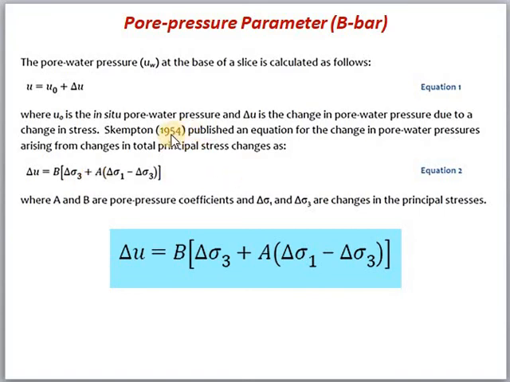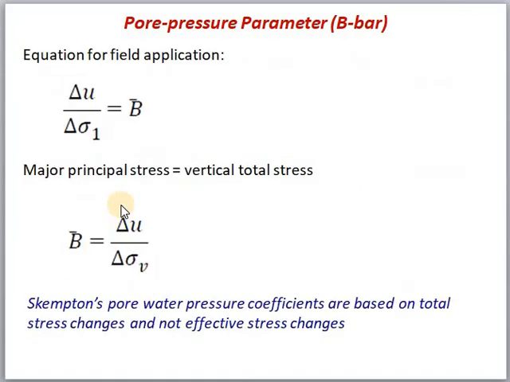So he found this way back in 1954. And you have this delta U as B into delta sigma 3 plus A into delta sigma 1 minus delta sigma 3, which is obtained from the triaxial test. So for field application, this delta U by delta sigma 1, you can take it as B bar. And this major principal stress, which is denoted here, is the actual vertical total stress in the field. So this B bar is actually delta U by delta sigma V.